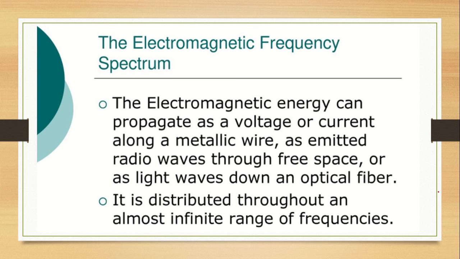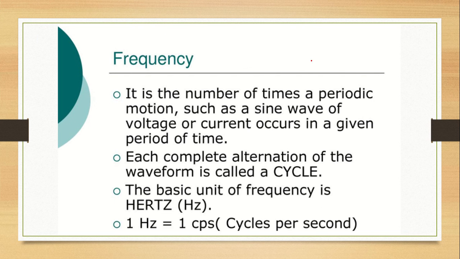So the electromagnetic energy can propagate as a voltage or current along a metallic wire, as emitted radio waves through free space, or as light waves down an optical fiber. It is distributed throughout an almost infinite range of frequencies. So when we speak of frequency, it is the number of times a periodic motion, such as a sine wave, occurs. A sine wave is something like this. So that's an example of a sine wave.